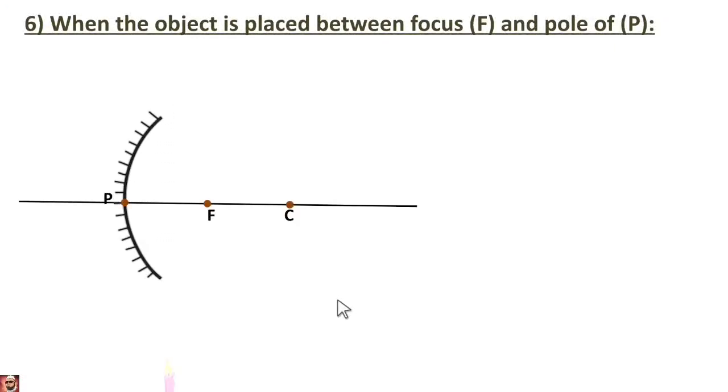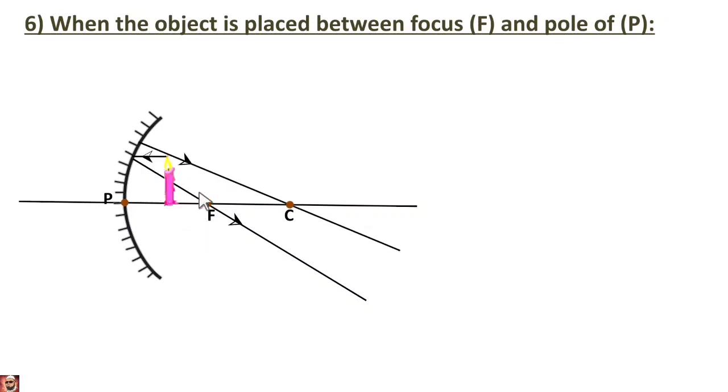So the object is placed between pole and focus, that is, mirror and focus. Here also we have to follow the first rule and third rule. So what is the first rule? Parallel to principal axis, passes through focus, and the third rule is passing through center of curvature. It reflects in the same path. It travels in the same path but in opposite direction.